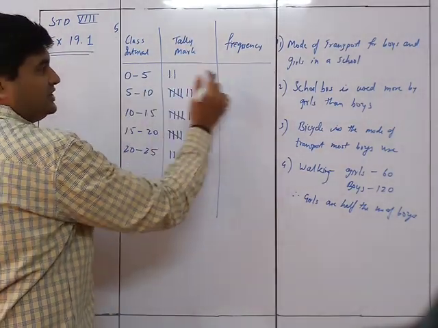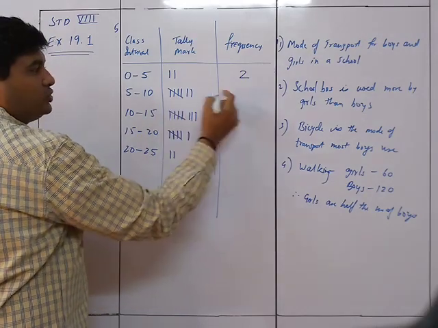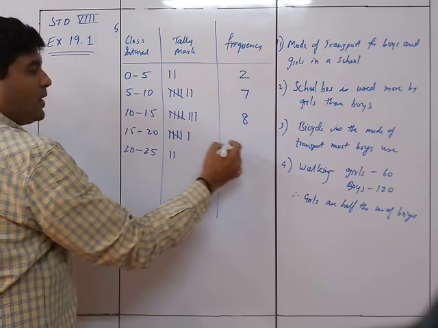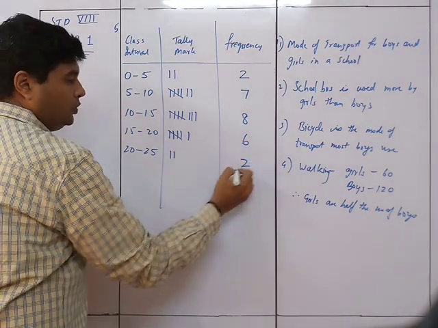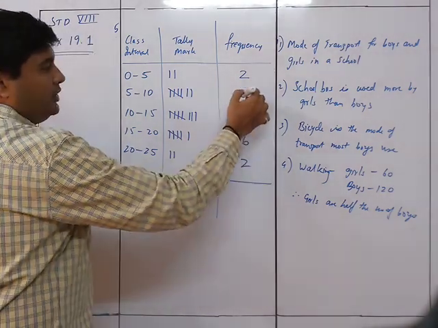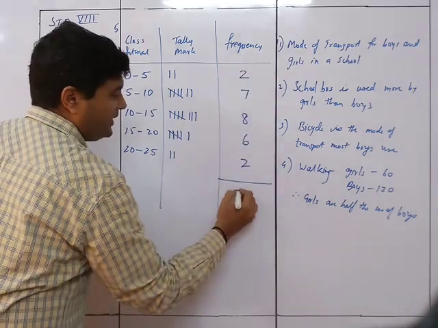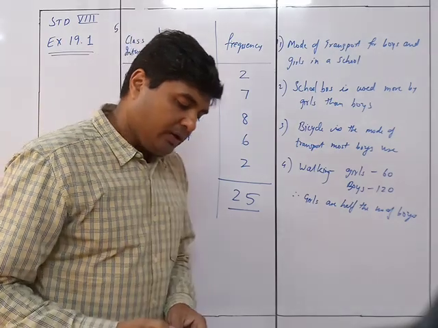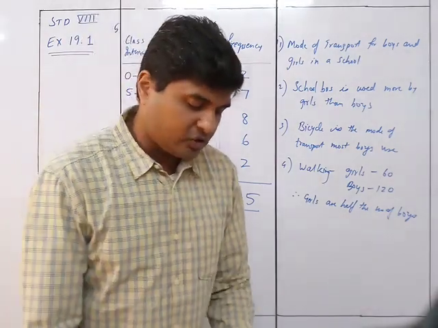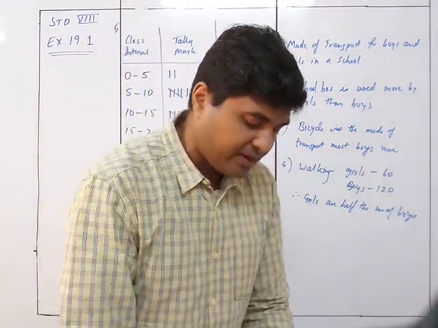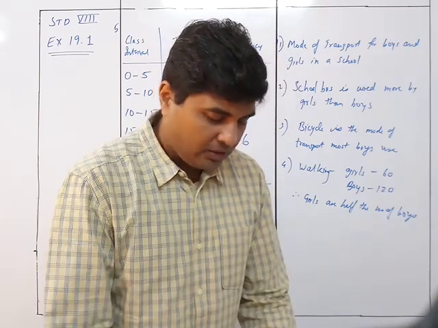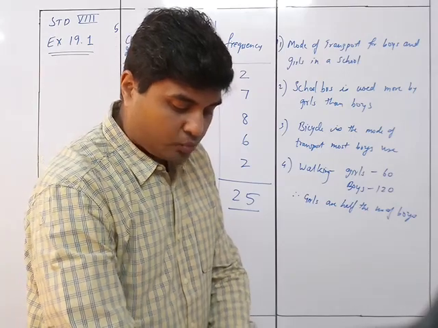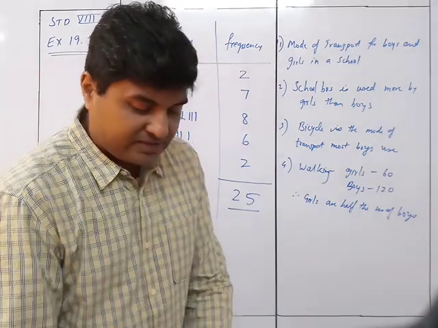We write the answer. This is 2. This is 5 plus 2, so 7. 5 plus 3, 8. 5 plus 1, 6. And 2. You total it up, so it's 25. You can cross check over here whether there are 25 numbers or not. Yes, it is 25 numbers. You can also cross check with the answers given over here in the back side. So yes, you can check this thing. Yes, so that's the right answer.